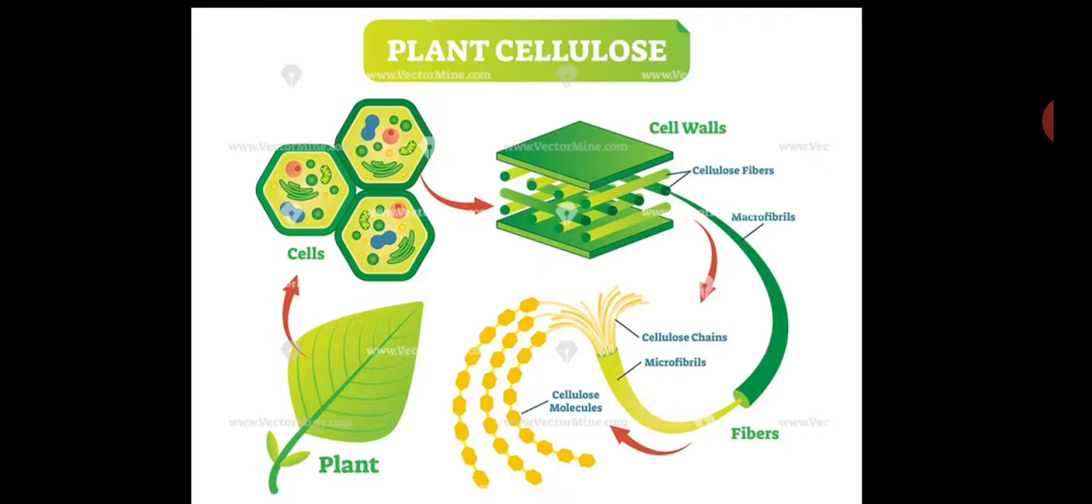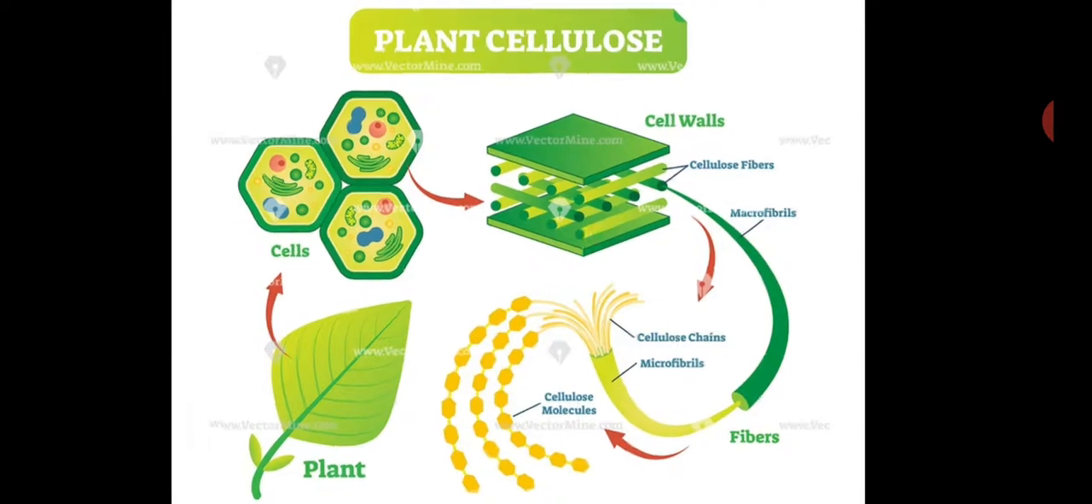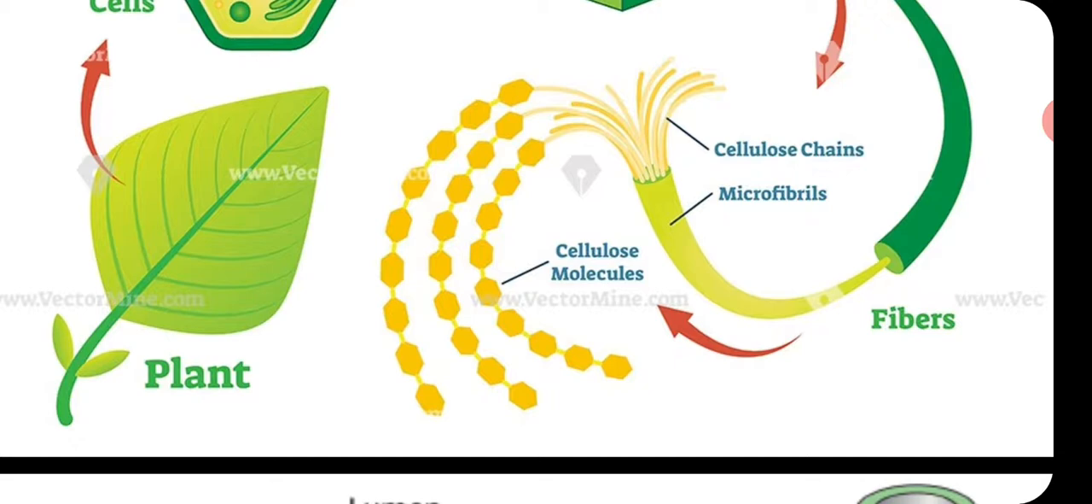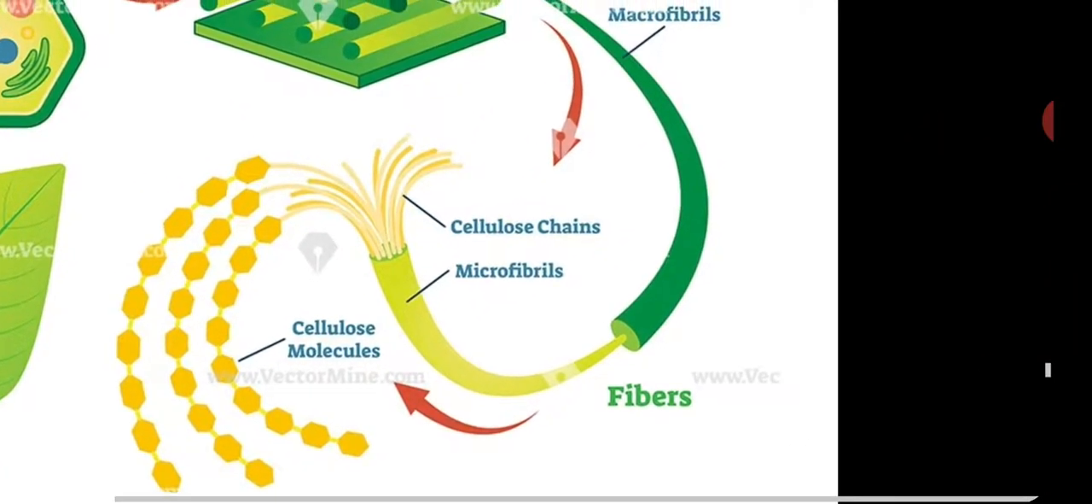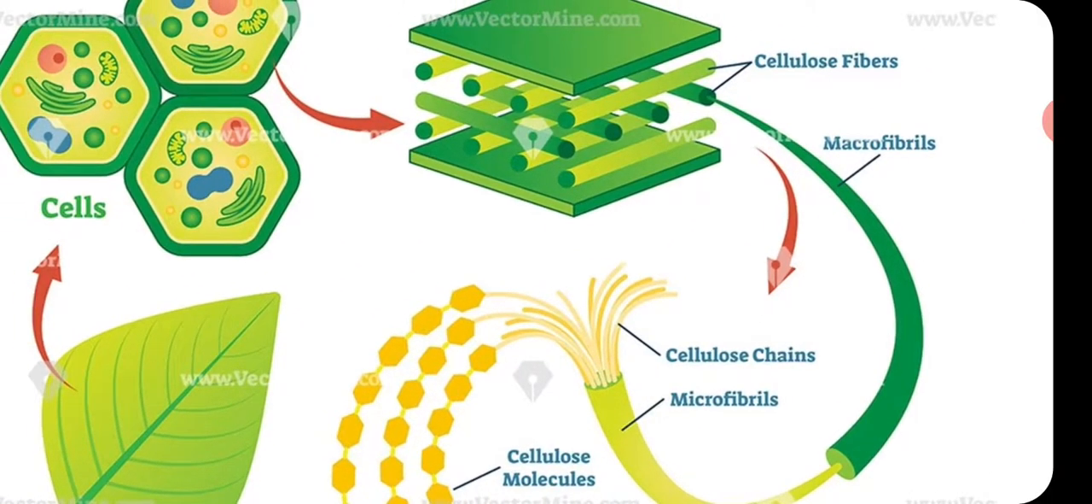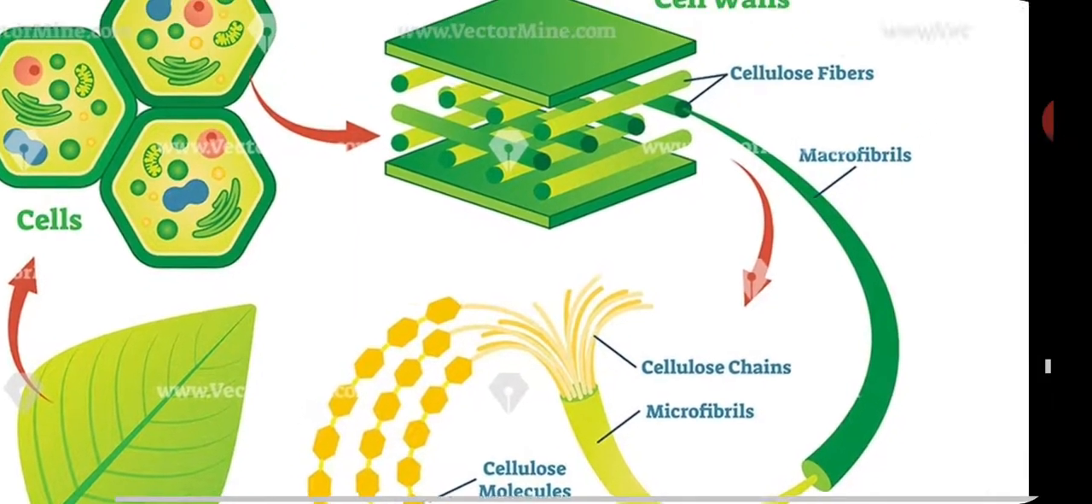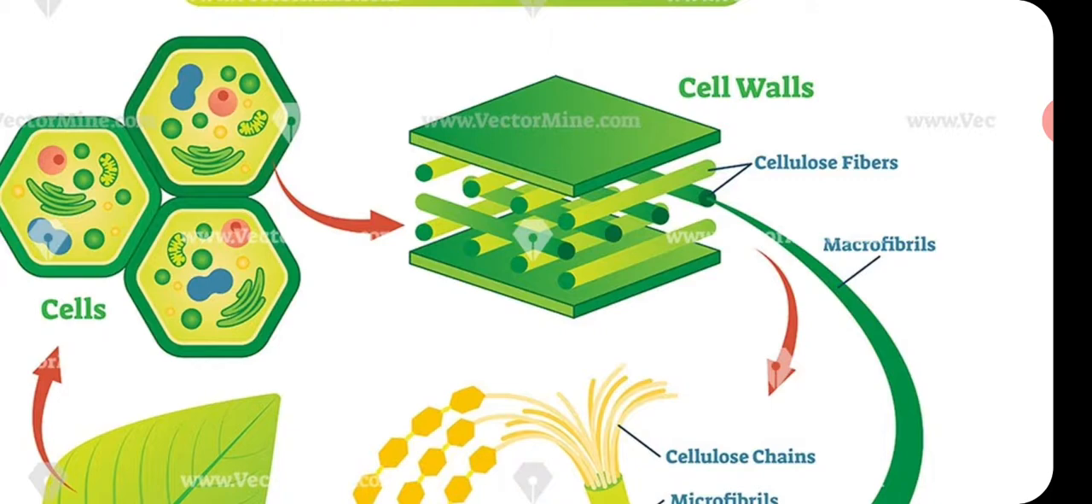If you see the picture, you can easily understand. Cellulose molecules and micelles, the light green color, and the dark green color microfibrils, has actually been given wrong. The light green and dark green both are given as microfibrils, but it is wrong. The dark green one is a microfibril, the light green one is a micelle.